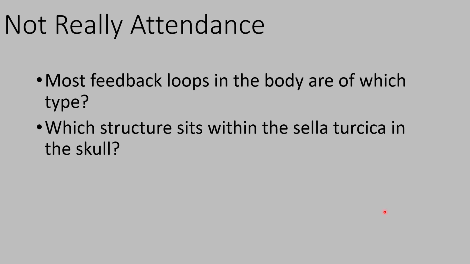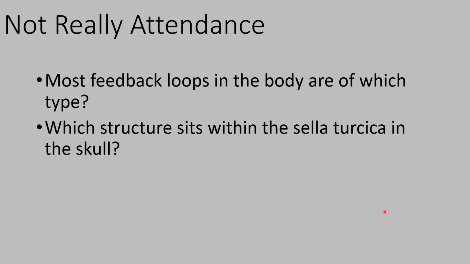Hopefully you've done that. And these go back to Bio 137. We have talked about feedback loops this semester, but the structure in the skull, that might take you way back. So first, what type of feedback loop are we talking about when we talk about most of the feedback loops in the body? Most of them are negative feedback. There are a few positive feedbacks, but they're rare, and they tend to focus on things that are not constantly occurring in the body. So negative feedback loops, most feedback loops in the body.